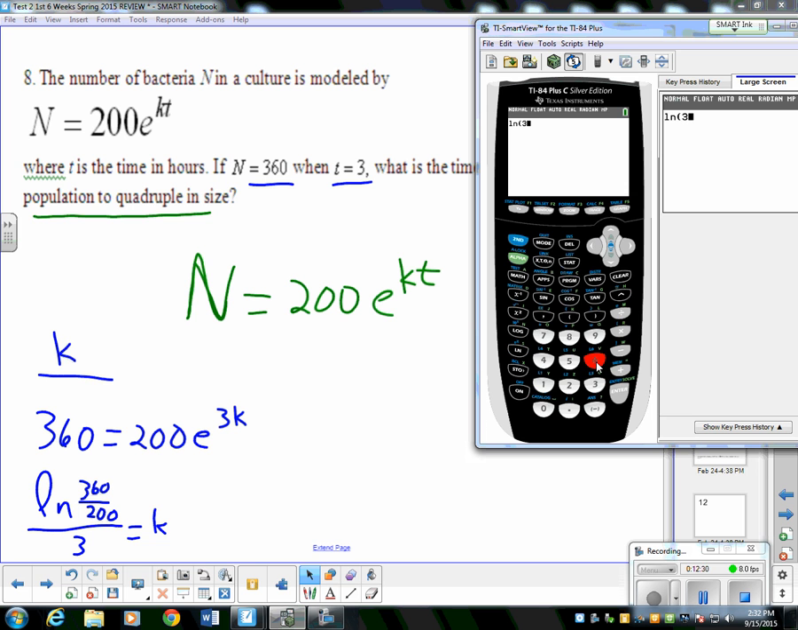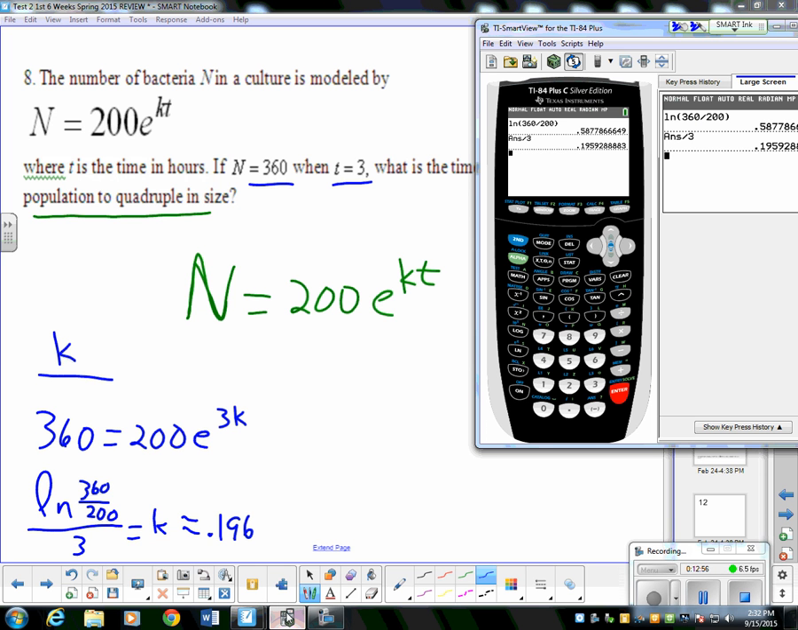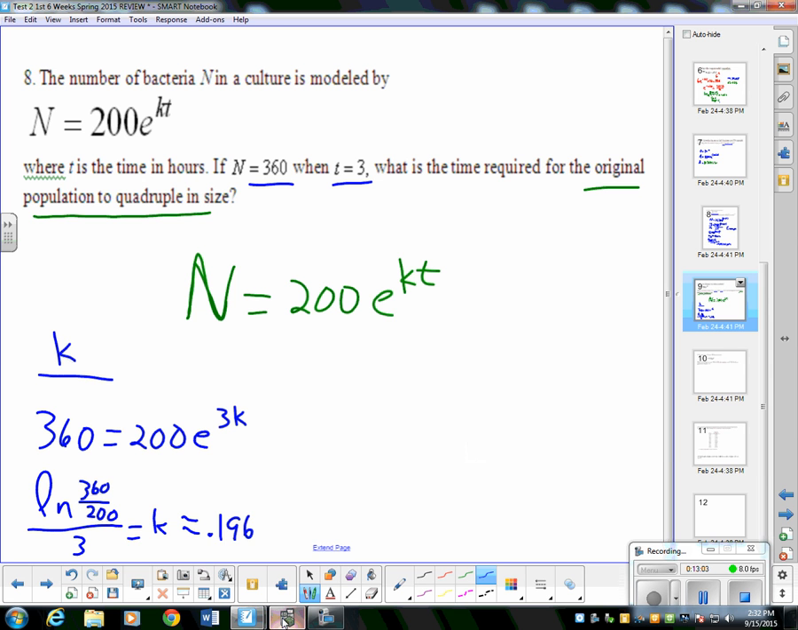All right, so the natural log of 360 divided by 200. That's an answer there, and I'm going to divide that number by 3. Now again, that's a long number. Unless you're told differently, always round to 3 decimal places. That gives us consistency. So K is approximately equal to 0.196. For those of y'all who can't read the screen, it says 0.19592888883, just like that.